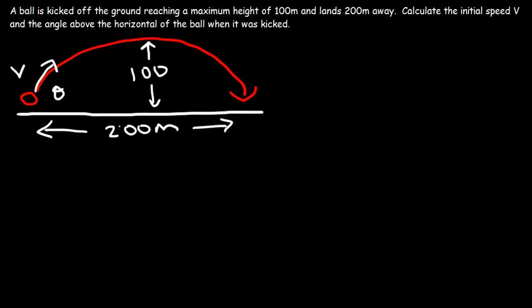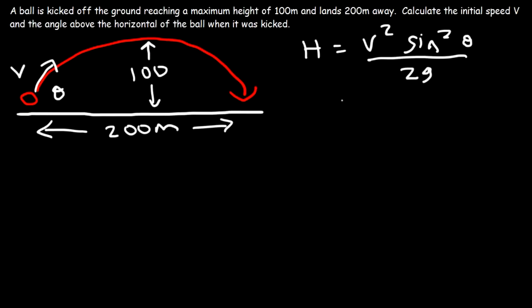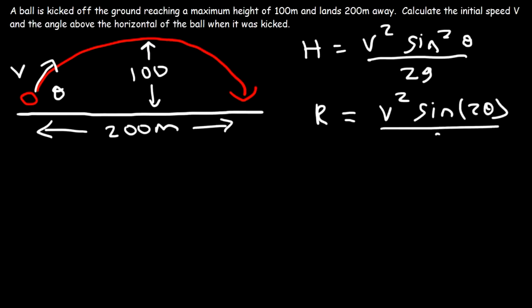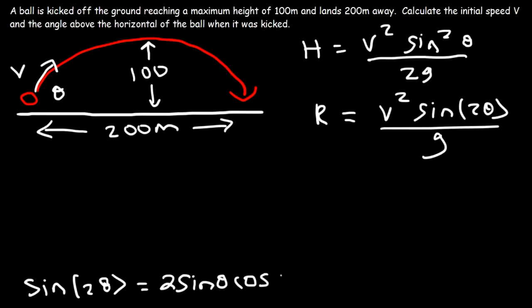How can we do that? Well, we know that the height is equal to v squared sine squared theta divided by 2g. And the range is v squared sine 2 theta over g. Now keep in mind, if you take trig, the double angle formula: sine 2 theta is equal to 2 sine theta times cosine theta. So what we're going to do is divide the height equation by the range.